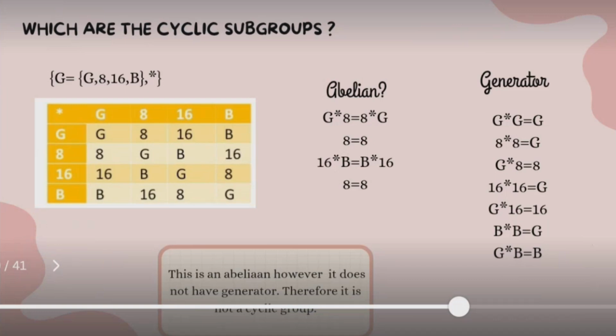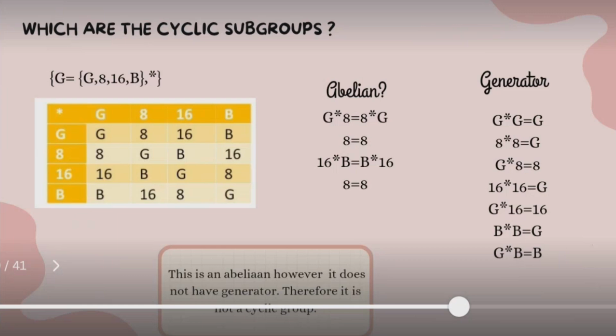So next is the set of G with an element of G, 8, 16, and B. So let's check if it is an abelian. So for G star 8, we all know that the result is itself, 8. Then we will move to the 16 star B. The answer is also 8. And B star 16 is 8 also.